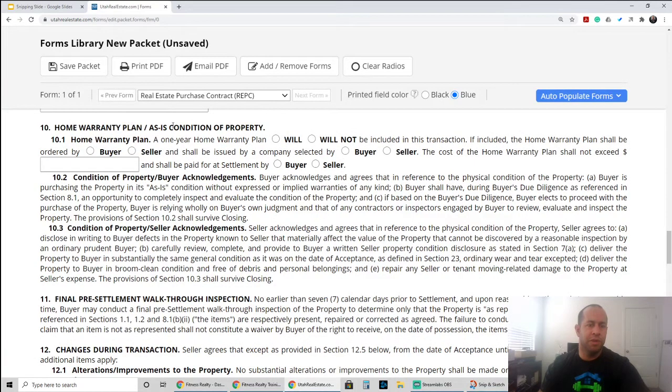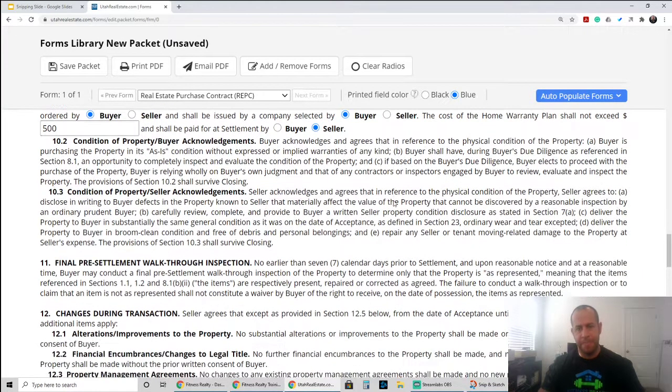All right, home warranty plan. Lately, we haven't loved home warranty companies, but if you still prefer to get your buyers a home warranty, you can. I would just mark will. Make sure it's ordered by the buyer, by a company selected by the buyer, maybe not to exceed $500, and then paid for by the seller.